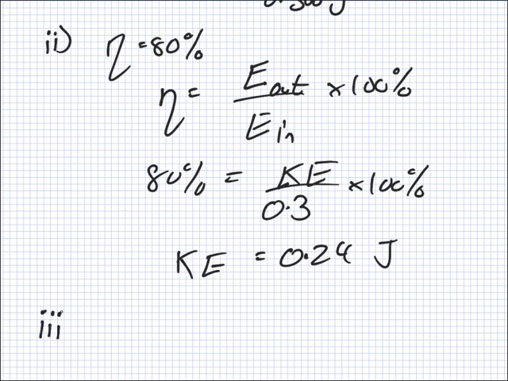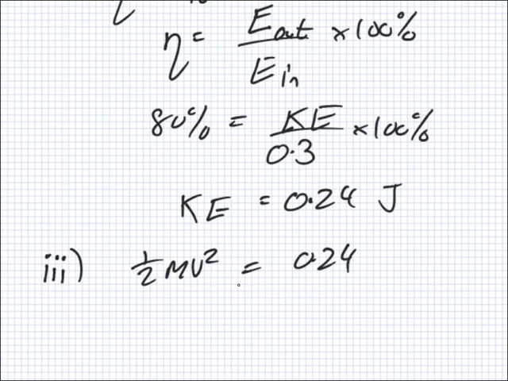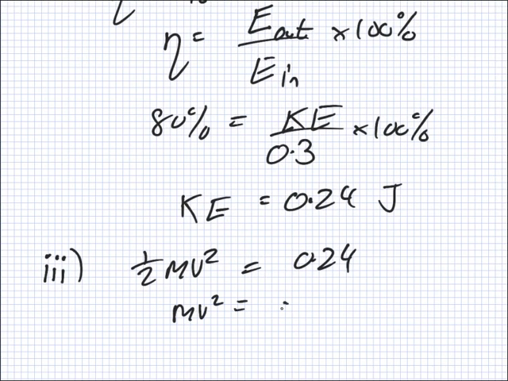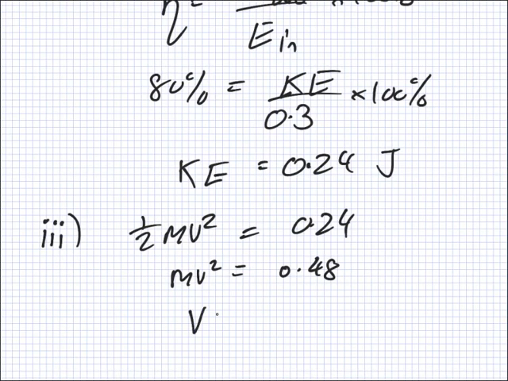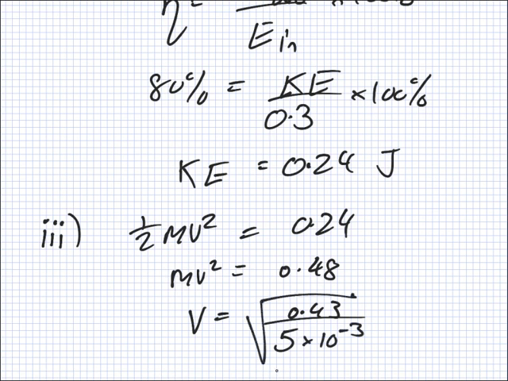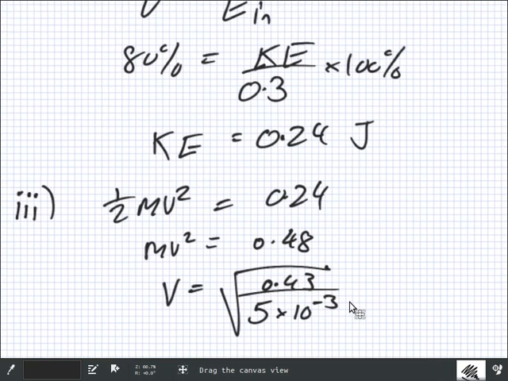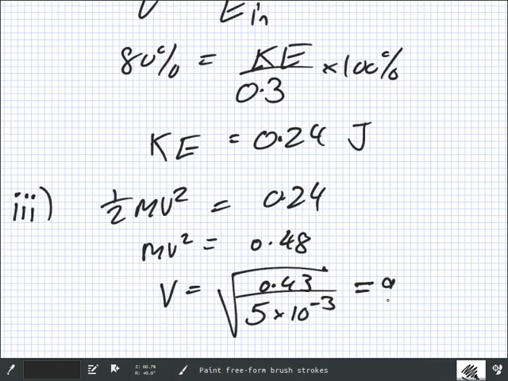What is the initial speed of the elastic band? A half mv squared equals 0.24. So that means v squared equals 0.48. Now we know the m, don't we? It's 5 times 10 to the negative 3, and then we have to take a square root as well. So what did we get for the v? 9.8. It's pretty big. Meters per second.